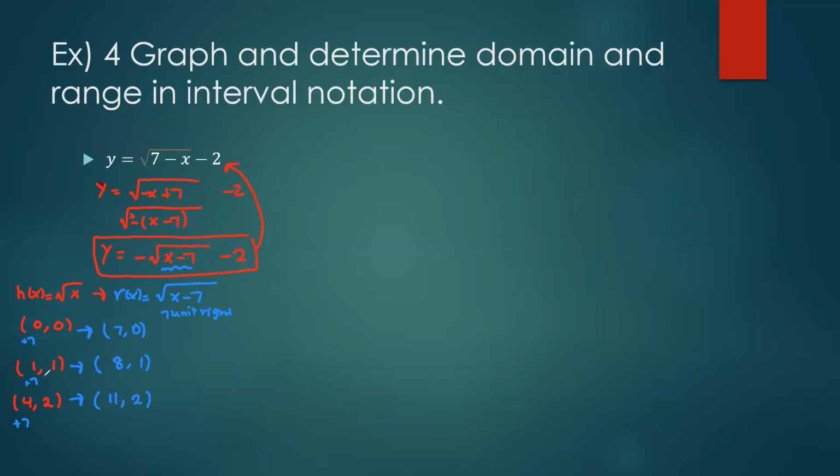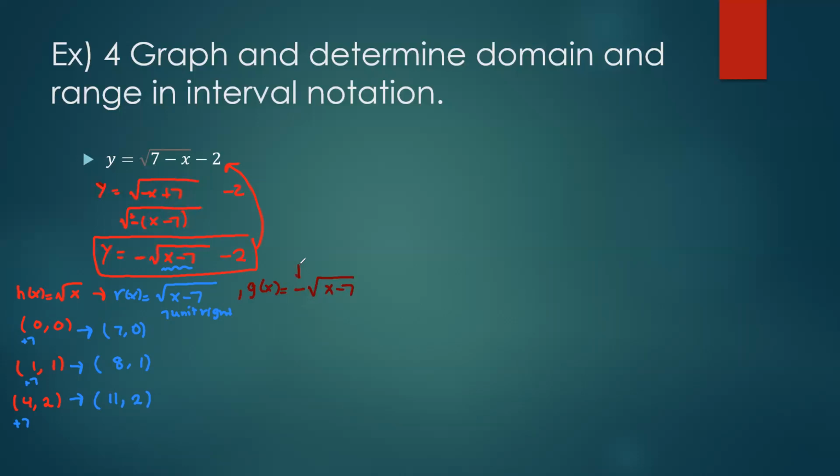Okay, so 11 comma 2, this would be 8, and then 7 comma 0. Okay, now let's add, what color shall we use? Now let's do graph. Let's call it g of x. Let's do the minus. So minus square root of x minus 7.